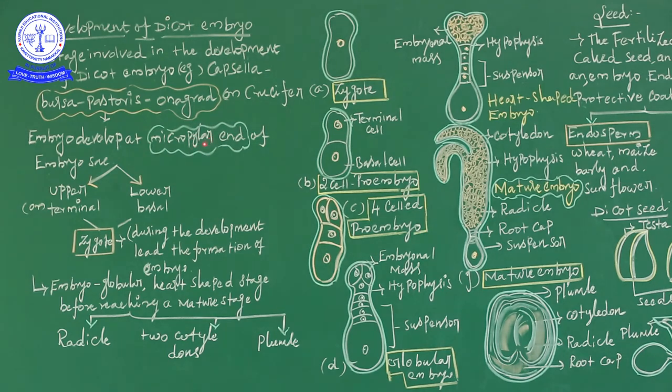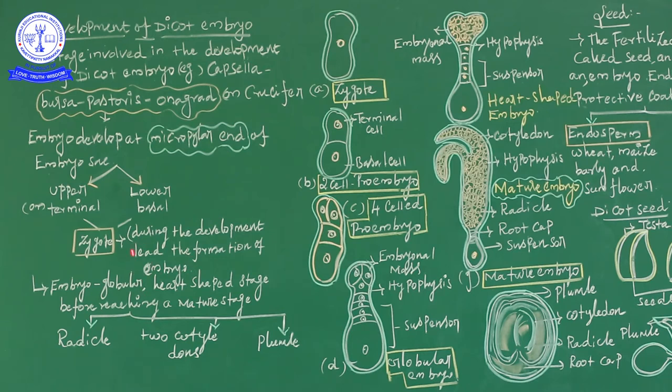Okay, how is the differentiation of the developing embryo sac into upper and lower parts? The upper part is also called the terminal, and the lower part is called the basal, so the embryo sac is divided into upper and lower parts. This upper terminal part and lower basal part form a character called the zygote. What is this? That is called the zygote. The zygote is very important for all plants, that is the important start of the seed. During this development it leads to the formation of the embryo, from the zygote.